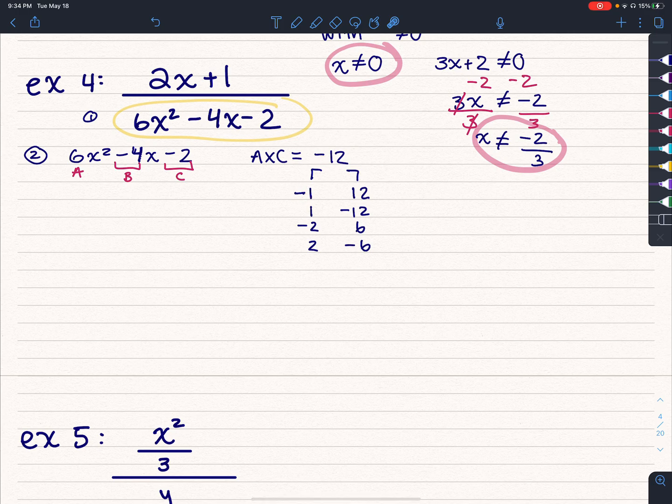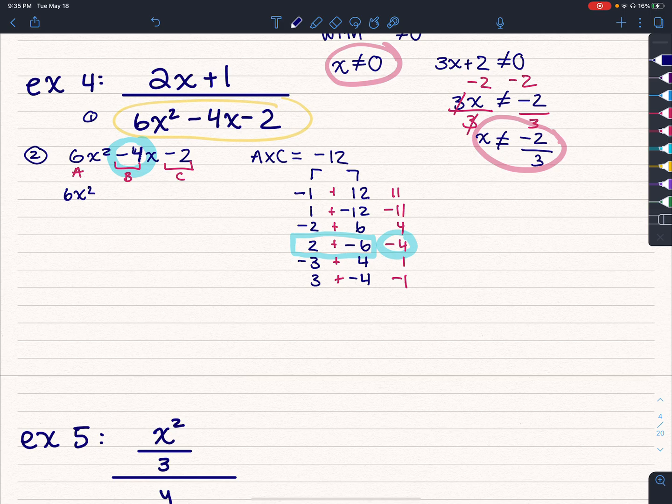Before, we were kind of just trying to do the mental gymnastics, and it's really difficult to do that. I wish I could credit the person who explained it this way, but I don't remember where I saw it. So this is our list of all of our positive and negative factors that will multiply to a negative 12. Now we can just look at what we get when we add them up. Here we get 11, negative 11, 4, negative 4, 1, negative 1. The one we're looking for is negative 4. So that's this one, which means these are the factors we need.